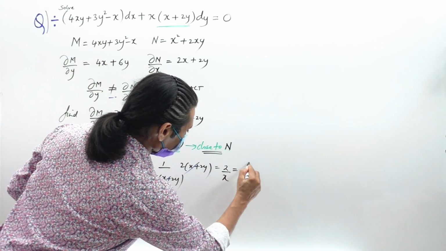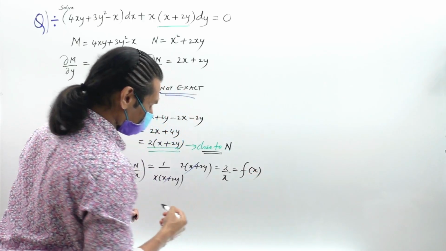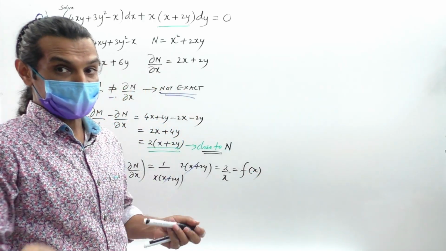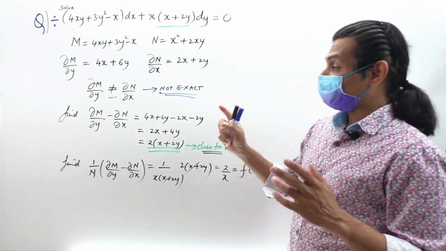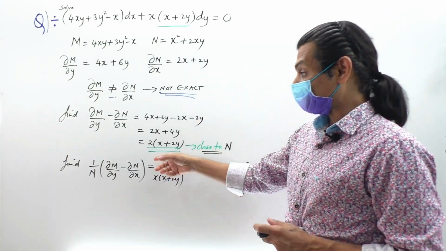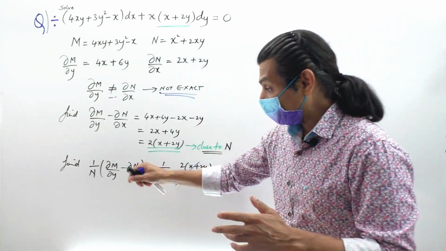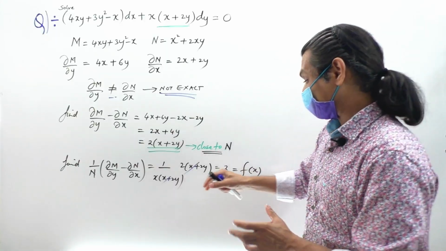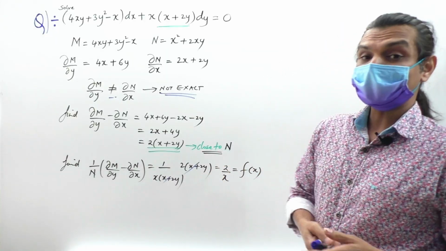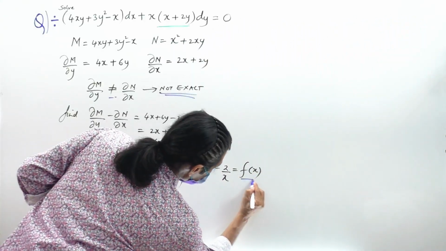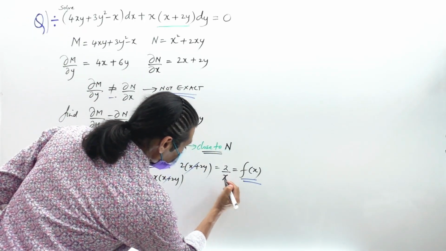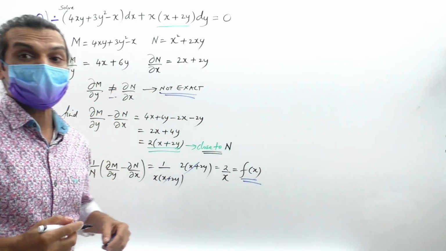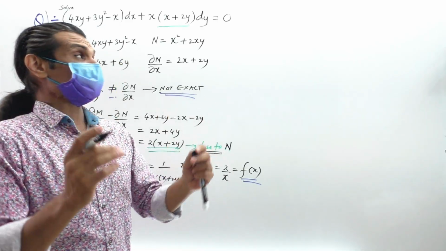So, this is taken as what? F of x. See the theory again, roll back to the starting of the video. When it is close to n, we find the difference 1 by n (dou n by dou y minus dou n by dou x), and whatever value you get is taken as f of x. Agreed? Fine. So you got f of x here. From this you can easily find the IF. What is IF? Integrating factor.